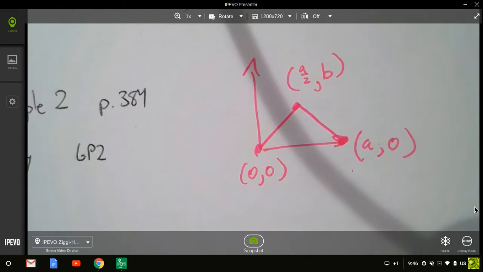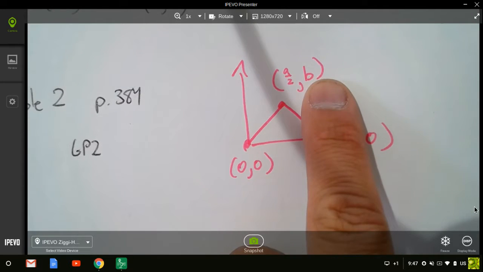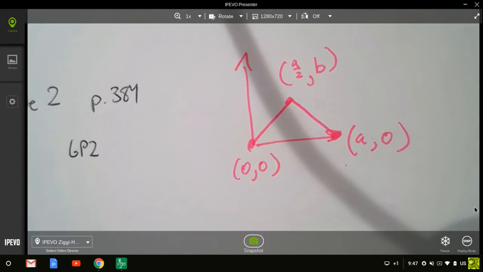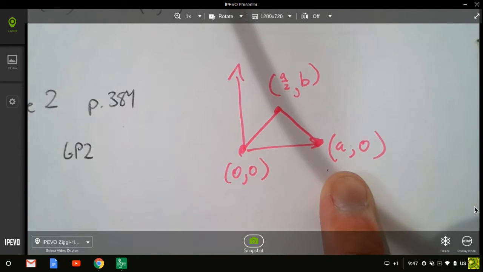Okay, any questions on this? Why did I make that y coordinate b, by the way? Because we don't know it. We don't know it, but why couldn't I make it a? Because I already set something to a, right?